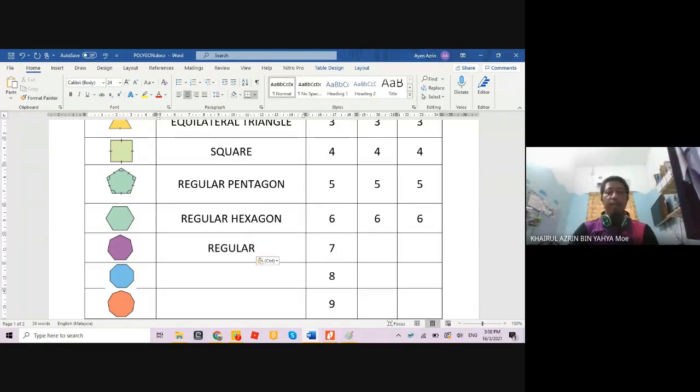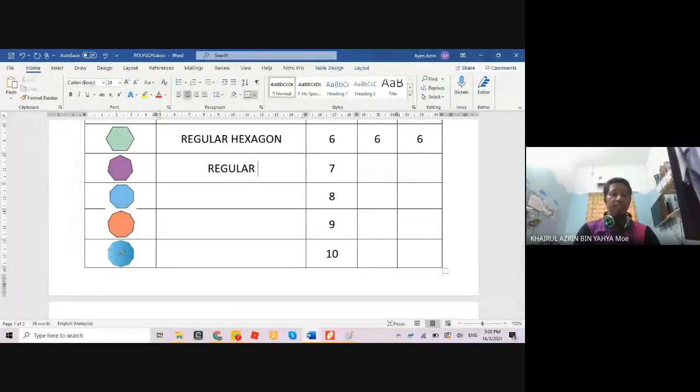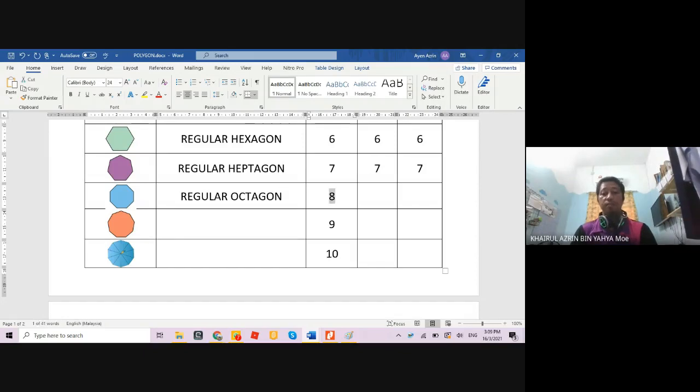This one has 7 sides. 7 sides are called a heptagon. So number of vertices is the same, number of axes of symmetry also the same, 7. Next, for 8 sides, we call this a regular octagon. Number of vertices 8, number of axes of symmetry also 8. Next diagram, this is 9 sides. We call this a regular nonagon. Number of sides 9, number of vertices also 9, number of axes of symmetry also 9.